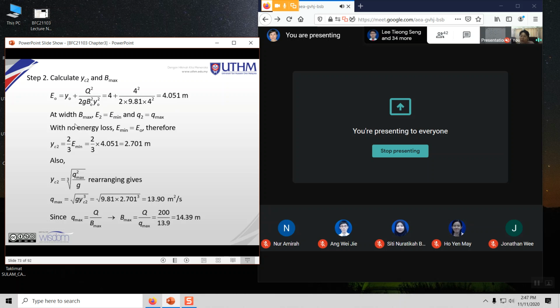So with Bmax, look at this. When B2 is equal to Bmax, your E2 is equal to E min. That means when E is E min, your Q is Q max.